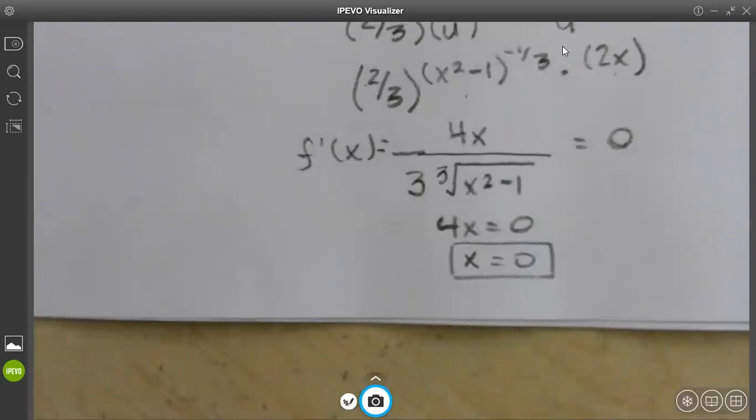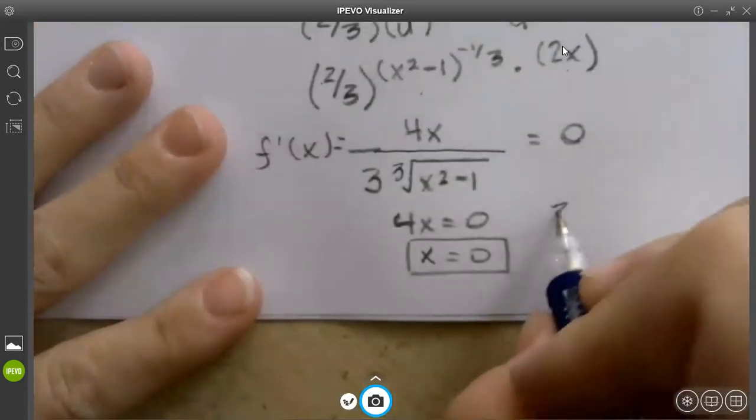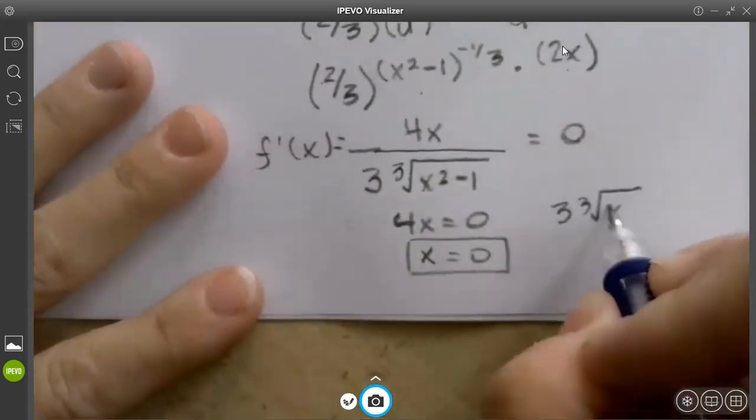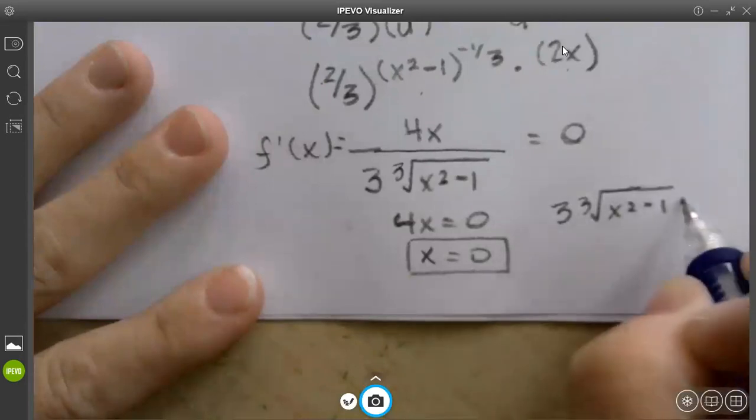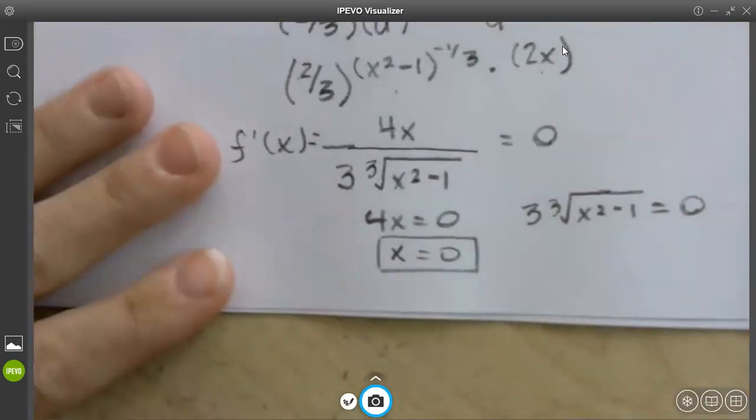Where we have a vertical asymptote or a hole or anything like that, a point of discontinuity. We don't have a hole because we don't have anything to mark out, but we could set our bottom equal to 0. So 3 cube root x squared minus 1. You shouldn't have to do all this work, but I'm going to do it anyway. How would you solve?